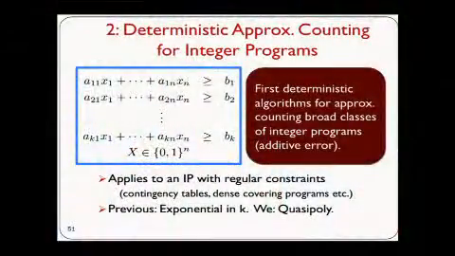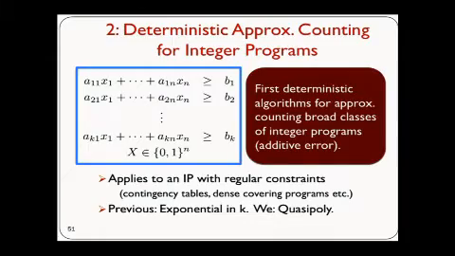And using our PRG, we get the first deterministic approximate counting algorithms for a broad class of integer programs. In particular, we get quasi-polynomial time algorithms for approximately counting solutions to integer programs with regular constraints. And this includes some prominent examples like contingency tables, dense covering programs, and more. And once again, even for these special cases, the previous algorithms had runtime that was at least exponential in k, whereas we get quasi-polynomial time.